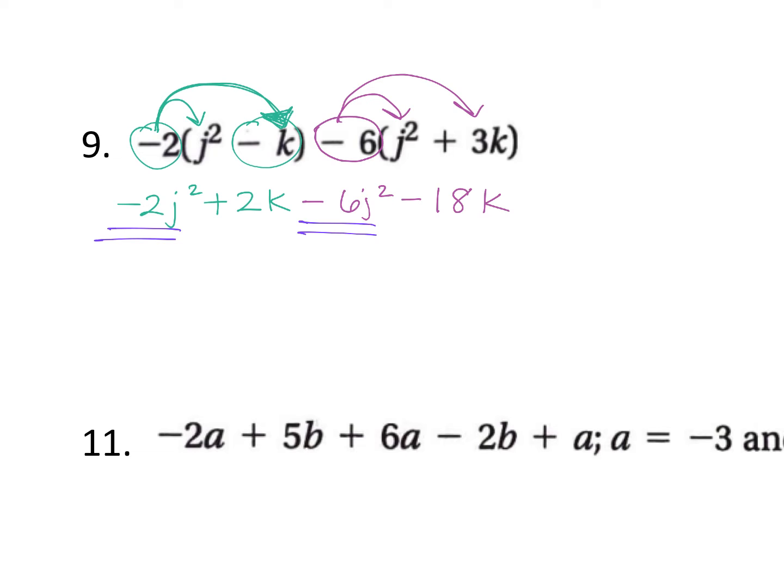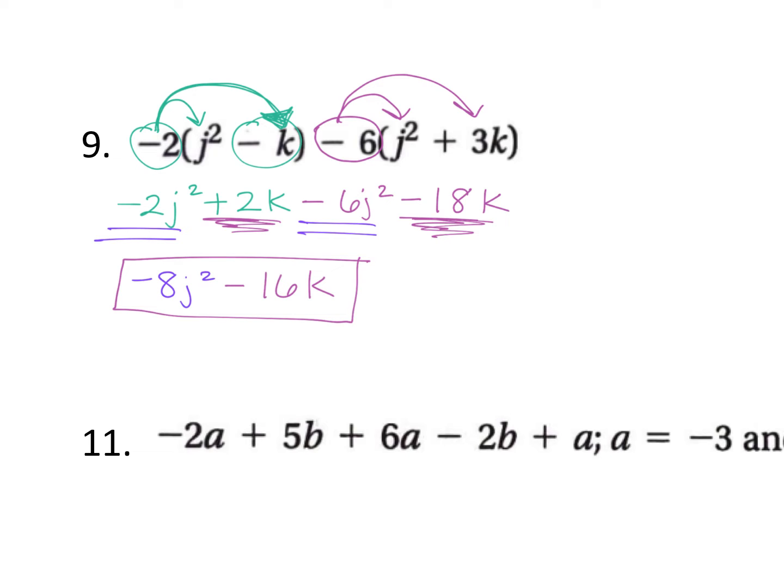Negative 8. So negative 2 minus 6 is a negative 8j squared. How about this part? 16 minus... minus. So it's a positive 2 minus 18. 2 minus 18 is a negative 16k. Okay, and then don't combine those, right? We don't want to combine that. Leave it be.